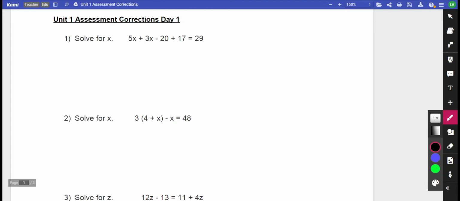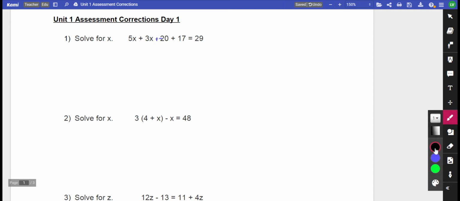Unit 1 Assessment Corrections Day 1. Number 1. Solve for x. 5x plus 3x minus 20 plus 17 equals 29. I'm going to begin by making my problem into an addition problem. So I'm going to add and make this a negative 20.